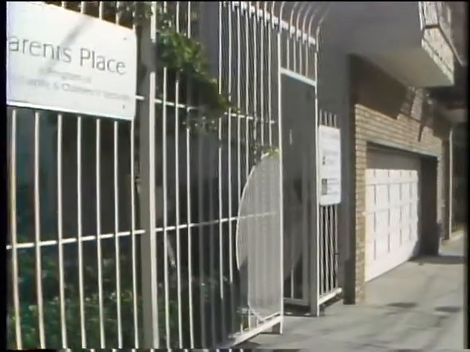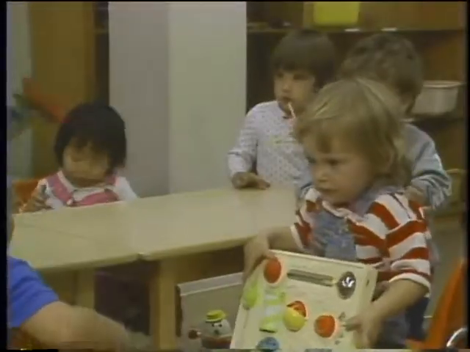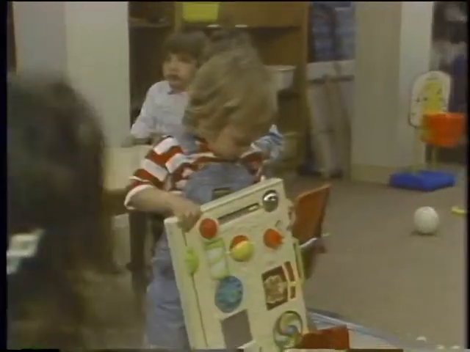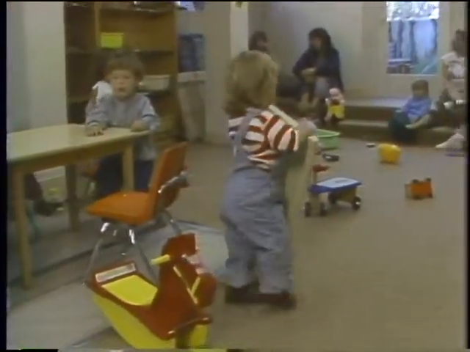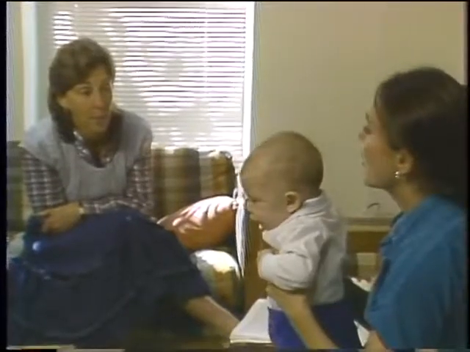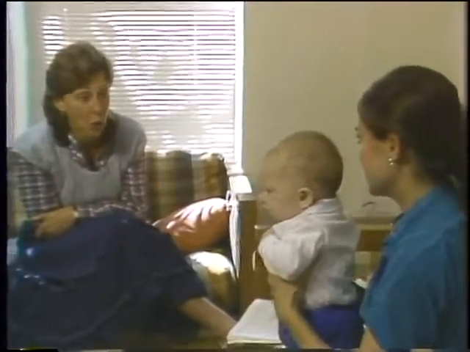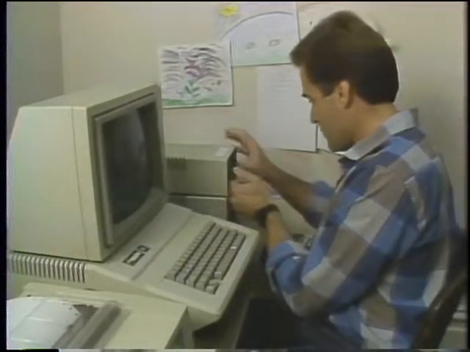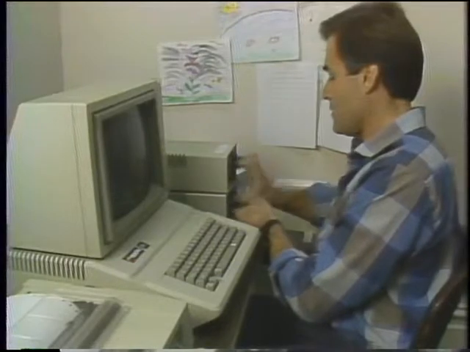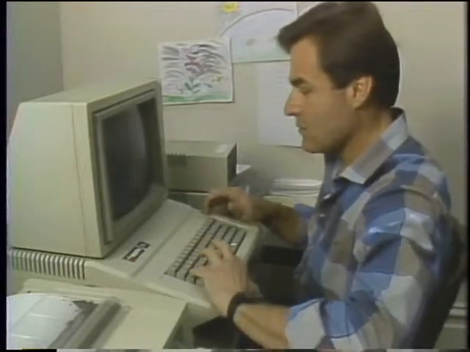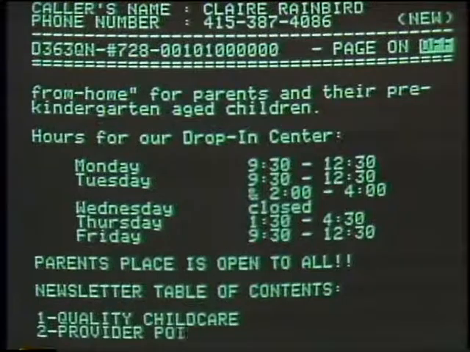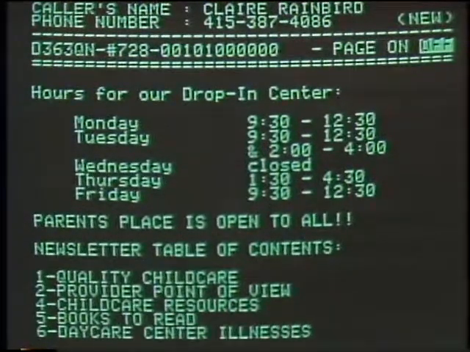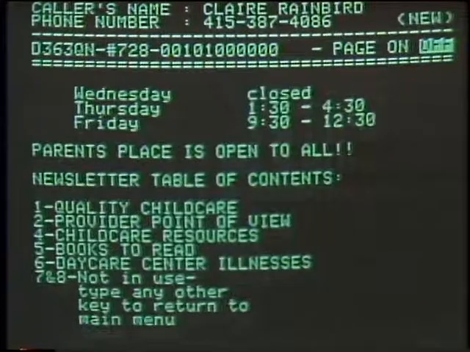With little fanfare but a lot of ingenuity, a parent support group in San Francisco has found a way to enhance its operation with a computer. Parents Place offers education and support to parents of preschoolers, including supervised care, discussion groups, and professional advice. And now, for fathers and mothers too busy to drop in, they've added a computer bulletin board.